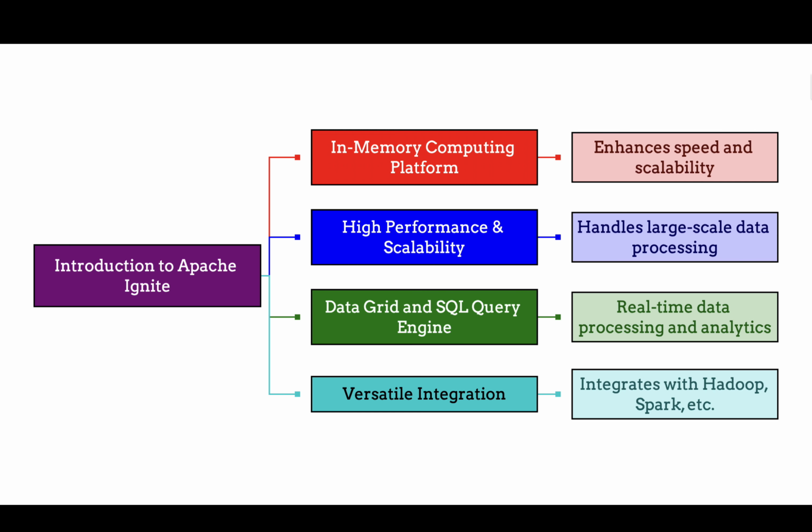Introduction to Apache Ignite. 1. In-memory computing platform. Apache Ignite is an open-source in-memory computing platform, enhancing speed and scalability of applications. 2. High performance and scalability. Provides high-performance computing capabilities, handling large-scale data processing. 3. Data Grid and SQL Query Engine. Features a distributed data grid and SQL query engine for real-time data processing and analytics. 4. Versatile integration. Easily integrates with Hadoop, Spark, and other big data frameworks.